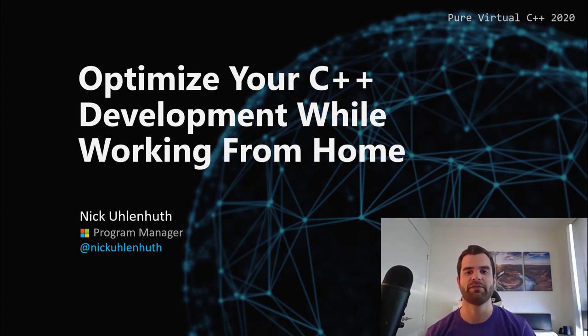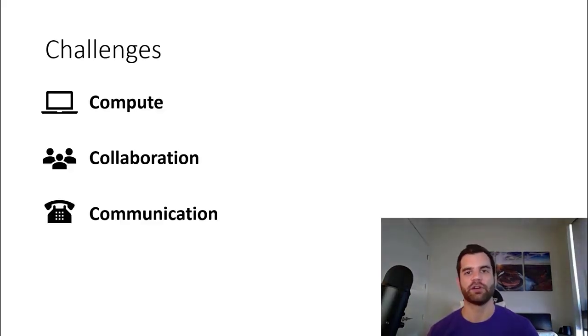But for this talk, I'll be focusing on what you can do to optimize your work-from-home productivity. Obviously, with the quarantine and COVID-19 situation, a lot of you are probably working remotely and realizing that there's a lot of things that we took for granted that are now becoming challenges. Specifically, I'll focus on three areas of challenges that we hear a lot, and I'll refer to those as the three C's. There's compute, collaboration, and communication.